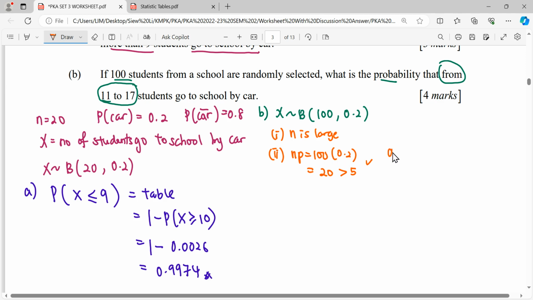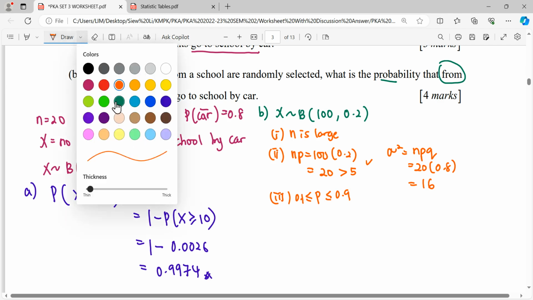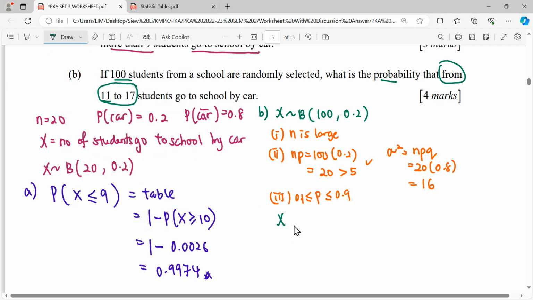Then what we need is the variance, NPQ. Q is 0.8. This is 16. Then number 3, the probability is between 0.1 and 0.9. So when these 3 conditions are fulfilled, our binomial is no longer suitable to answer in this way. We need to change to normal. So normal with mean 20, variance 16.